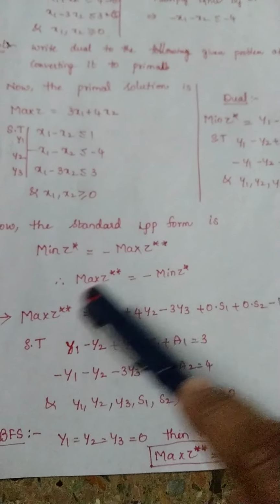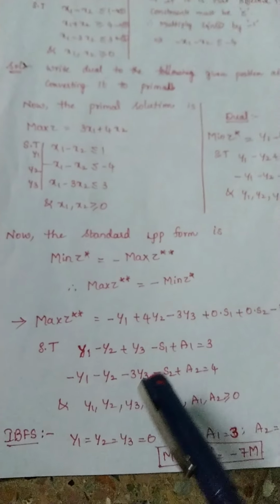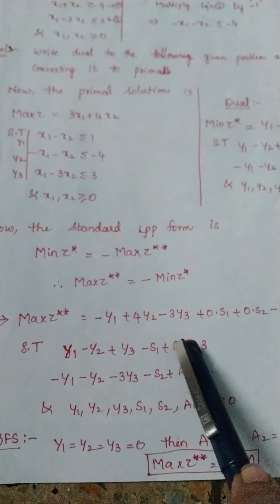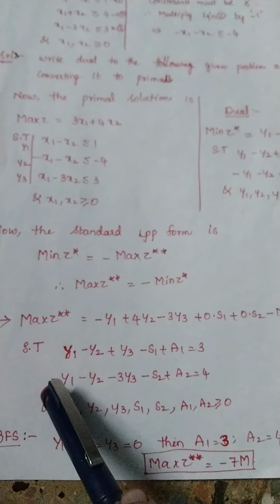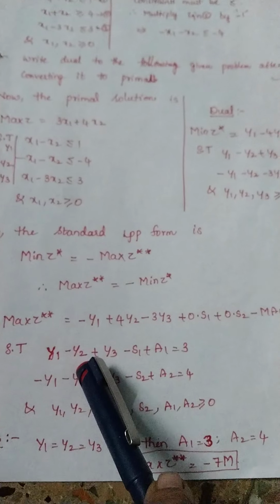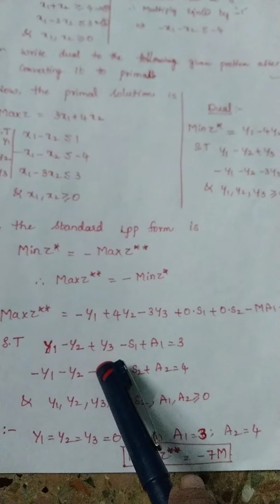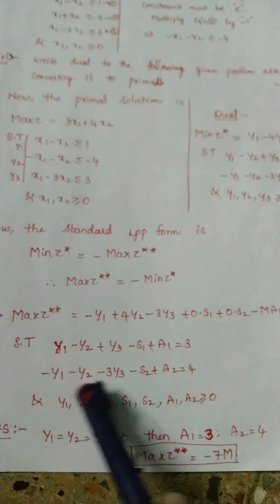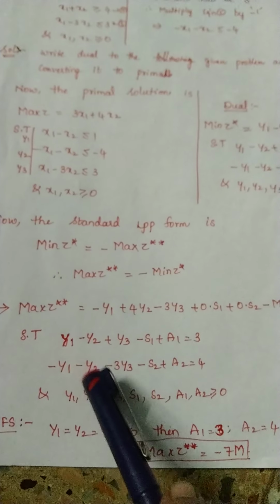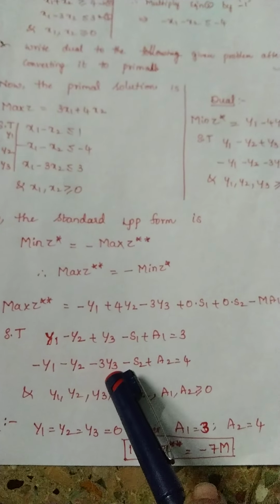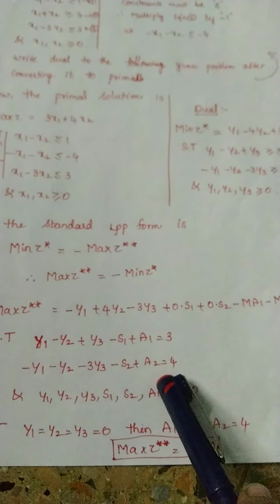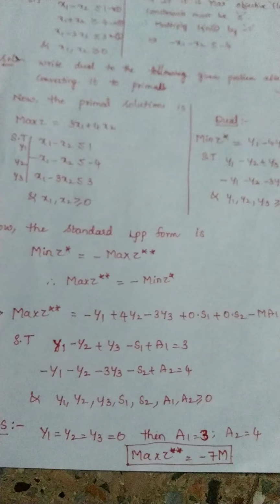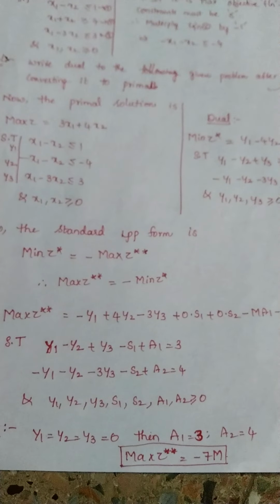So I am changing those constraints by subtracting one surplus variable and adding one artificial variable. So subject to y1 minus y2 plus y3 minus s1 plus a1 equals 3, and the second constraint is minus y1 minus y2 minus 3y3 minus s2 plus a2 equals 4. Now we have introduced our surplus variables and artificial variables.